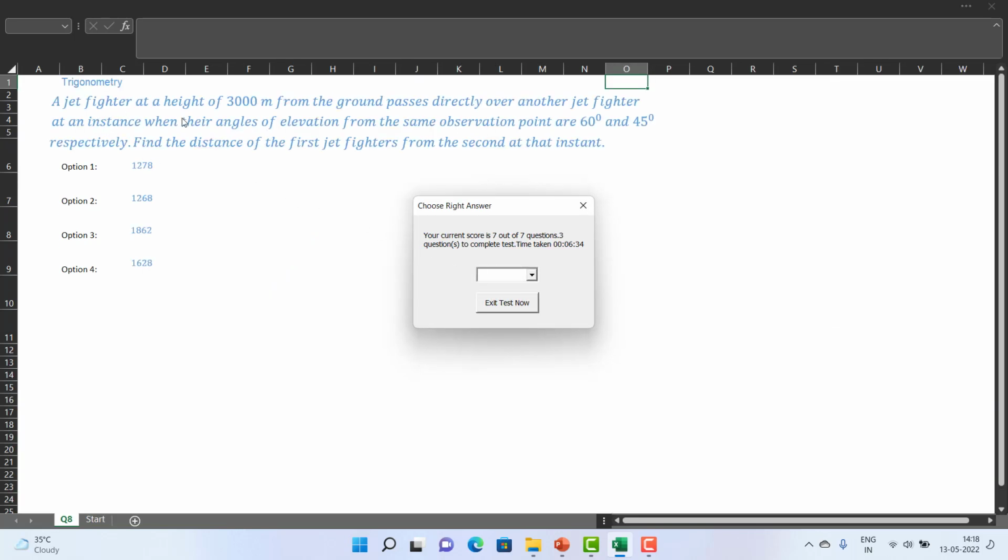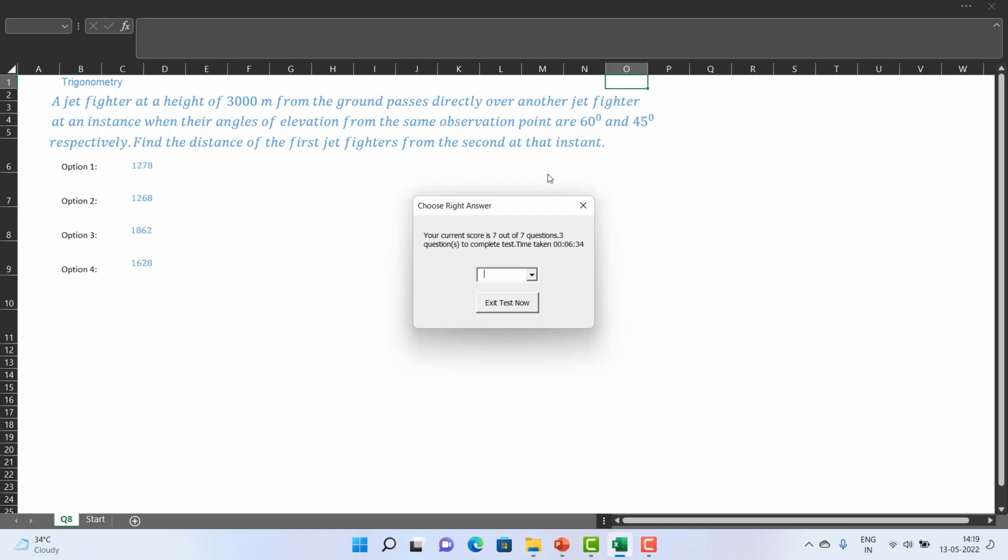A jet fighter at a height of 3000 meters from the ground passes directly over another jet fighter at an instance when their angles of elevation from the same observation point are 60 degree and 45 degrees. Please note, one jet fighter is directly above the other jet fighter. Find the distance of the first jet fighter from the second at that instance. So we will have to find out the vertical distance between the two jet fighters. We will draw the figure.